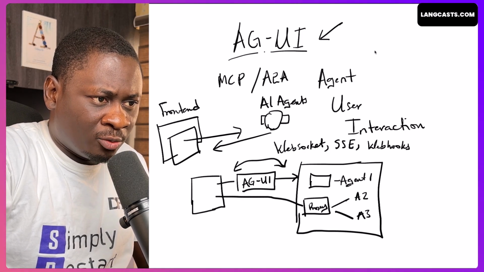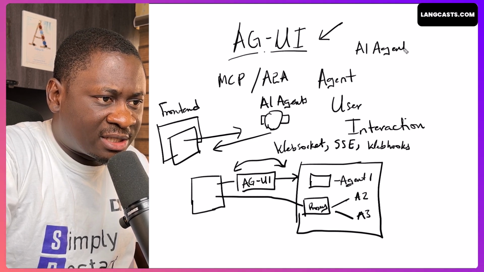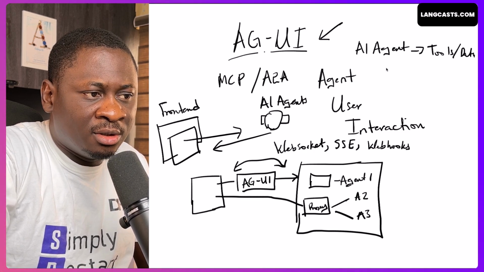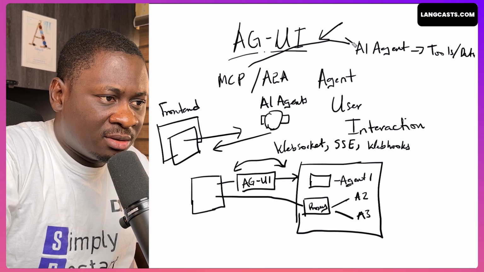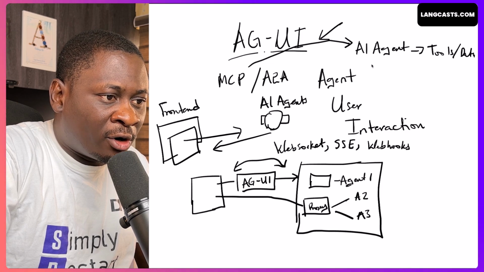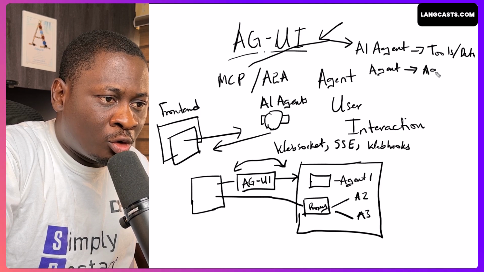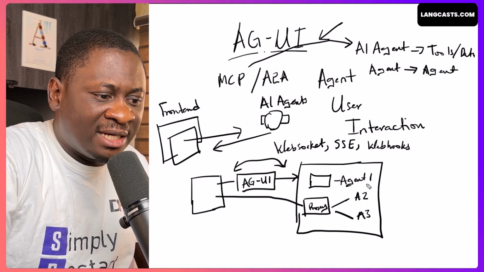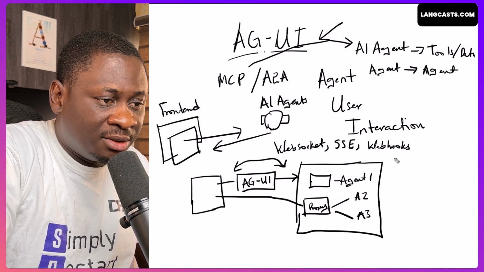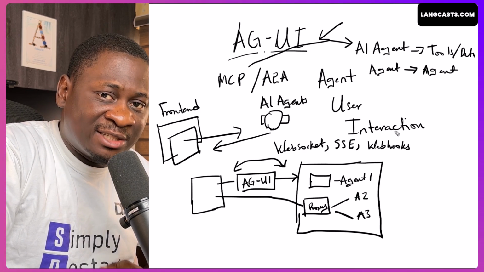However, what MCP does is that it connects AI agents to tools and data sources. A2A is for agent-to-agent communication. That's basically in the name. What A2A is trying to do is make agents communicate with one another. So it's not agents communicating with the user, it's not agents communicating with the front end, it's agents communicating with one another. So MCP is agents communicating with tools.